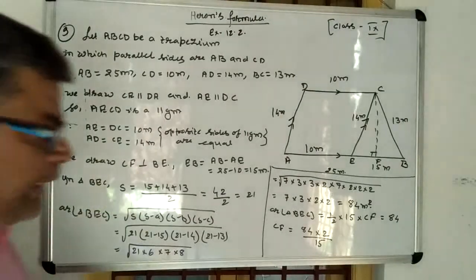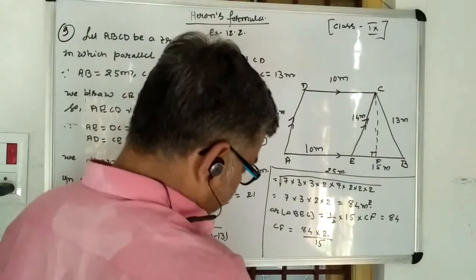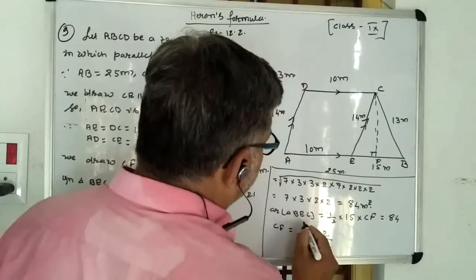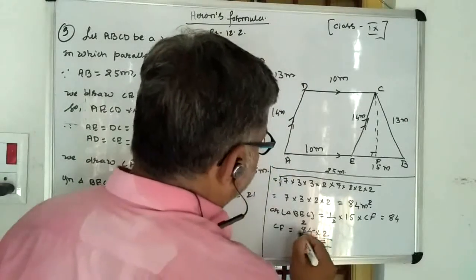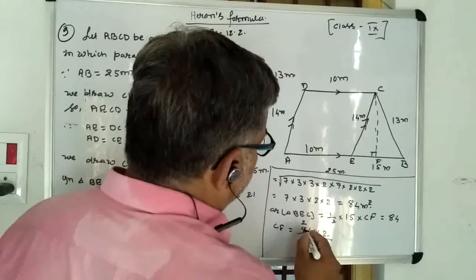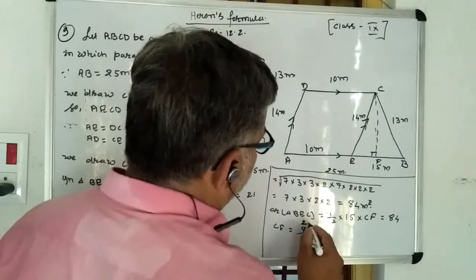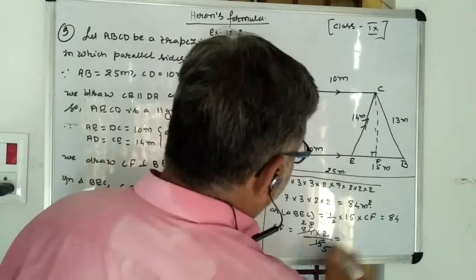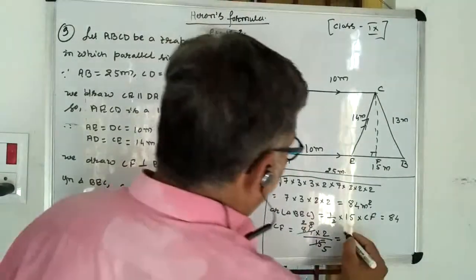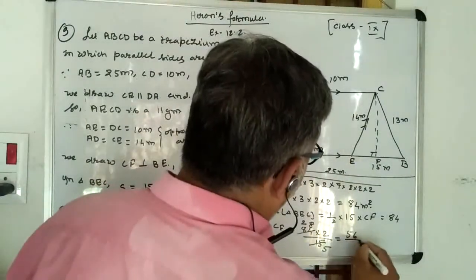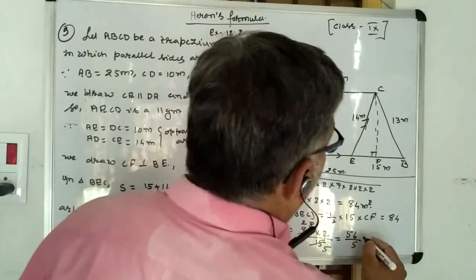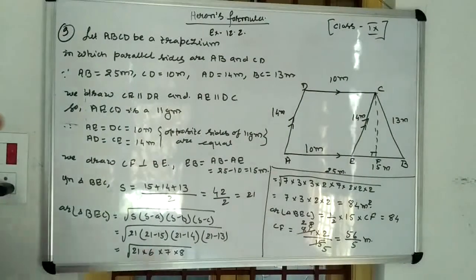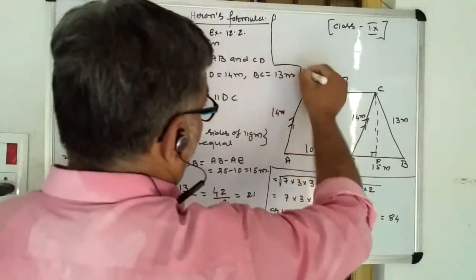So when you cancel it, then I think it will go like 3 times. So it is 5 3s are 15, 3 2s are 6, 2 4s are 8. So now it will be 28 2s are 56 by 5 meter. This is your height. Now we need to find the area of trapezium. So apply the formula here.